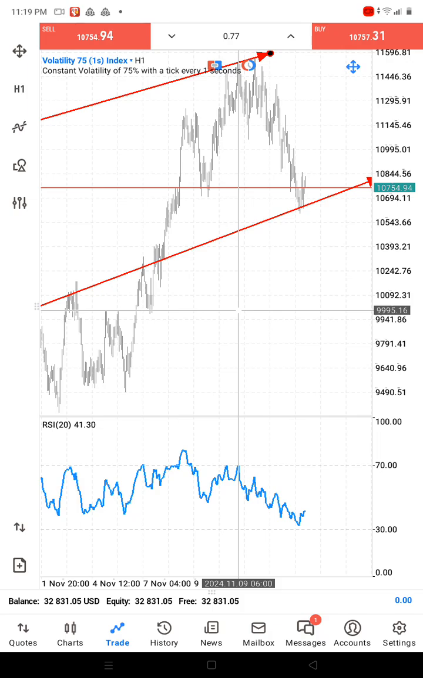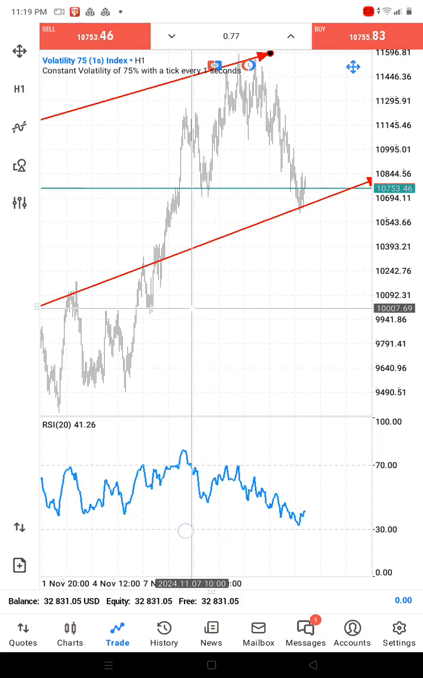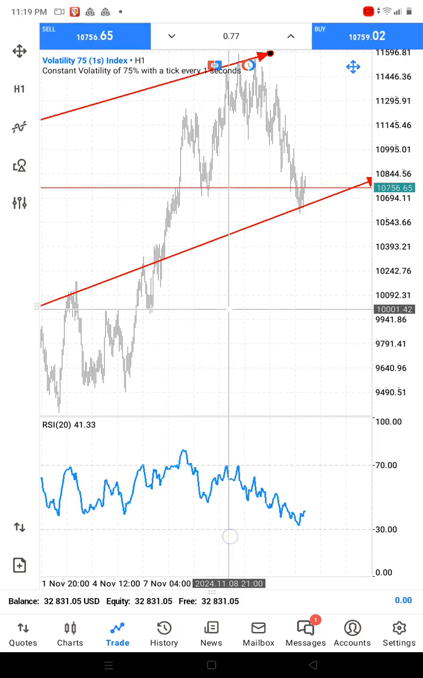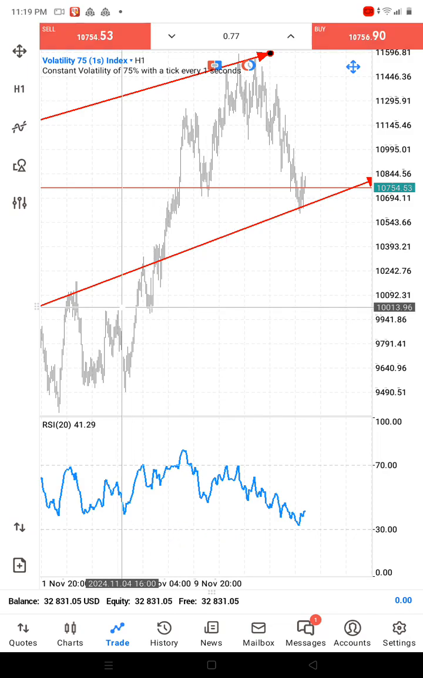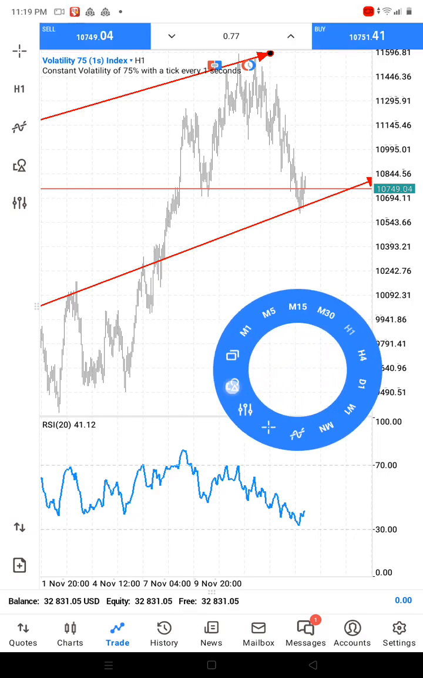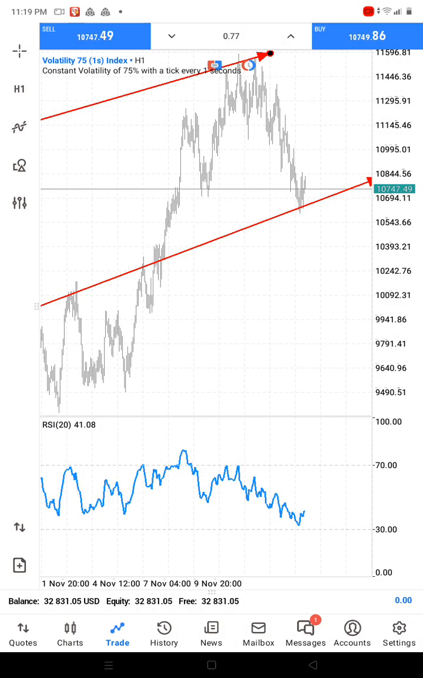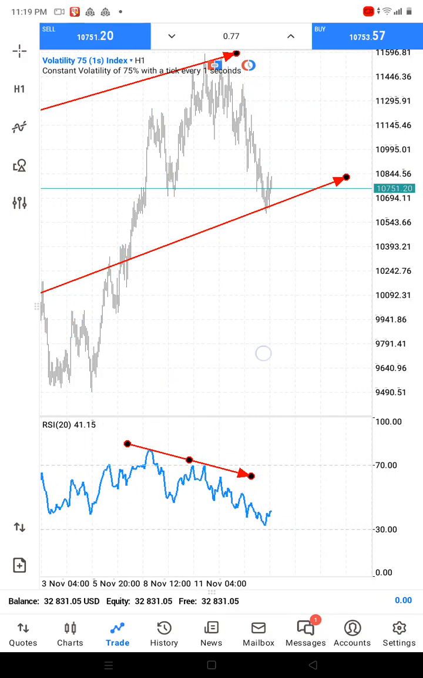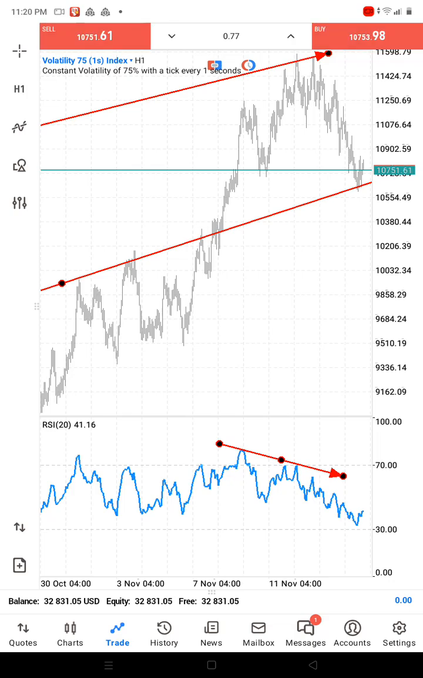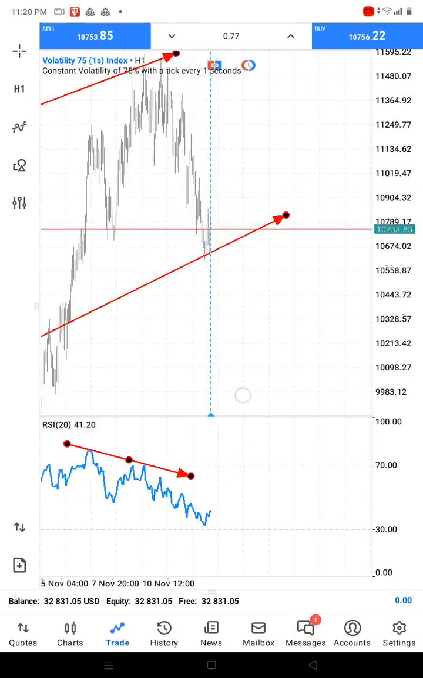But as you can see on the RSI, it's not making those higher highs. So this is what we call divergence. We use divergence at times between Nasdaq and US 500, where if one is diverging, it can showcase that the market is about to reverse, the market is about to change.